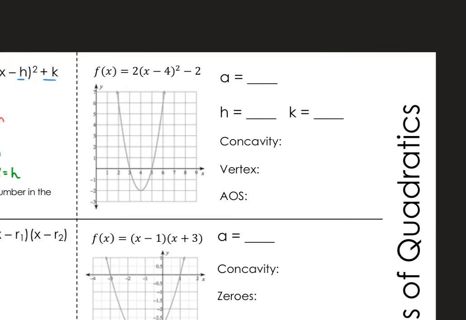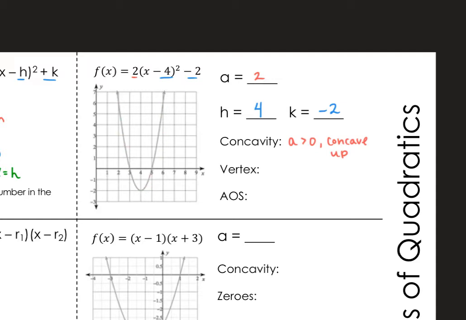So we have f of x equals 2, parentheses, x minus 4, squared, minus 2. So a is 2. And then we have h and k. Remember, h is the opposite sign of whatever's in the parentheses, so h is positive 4. k is negative 2. It's the same sign for k. So for the concavity, since a is positive, so a is greater than 0, that means we're concave up, which we can see from this graph here.